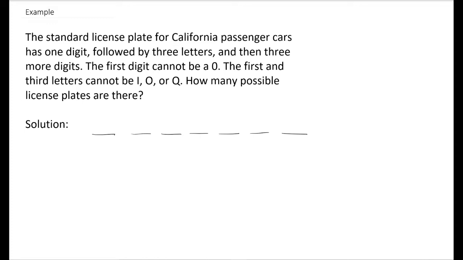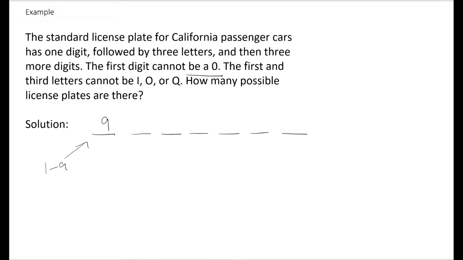So let's look at the first digit. We could have a digit from 0 through 9. However, it says the first digit cannot be a 0. So therefore, the total number of options here are 1 through 9. So basically, we only got 9 numbers to choose from: 1, 2, 3, 4, 5, 6, 7, 8, 9. We can't choose 0, however. So that would only limit us to 9 possible choices for the first digit.